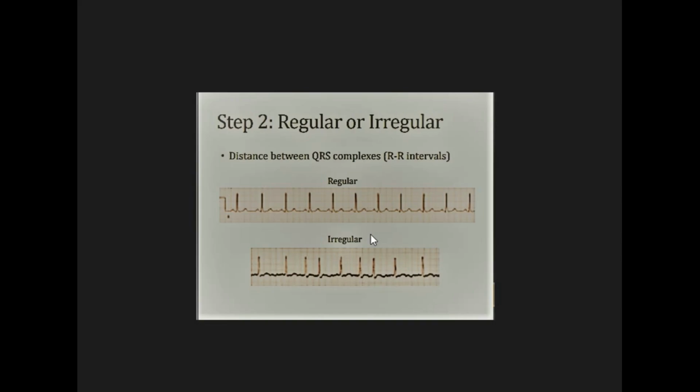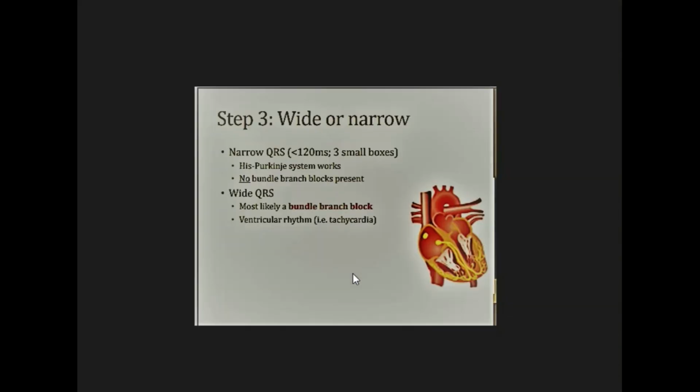So this is the depiction of step 2. What I have already said: in the above strip you can see the rhythm is regular. The QRS complexes are equally distant from each other. In the lower strip you can see the QRS complexes are unequally distant, so this is an ECG with irregular rhythm.